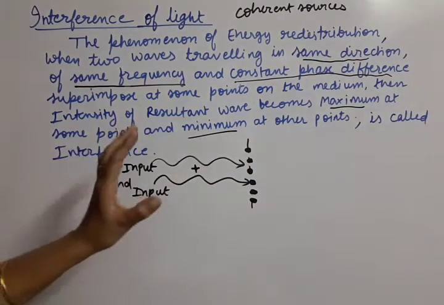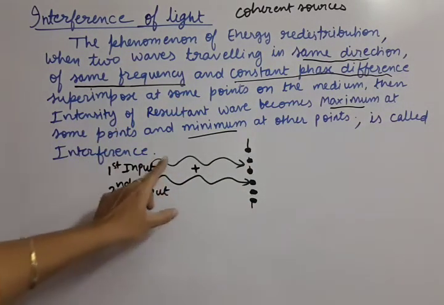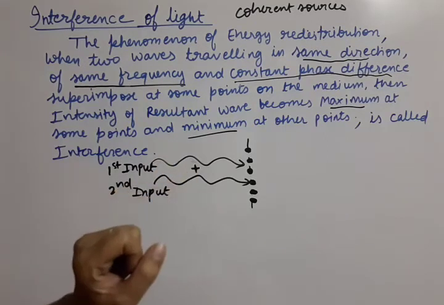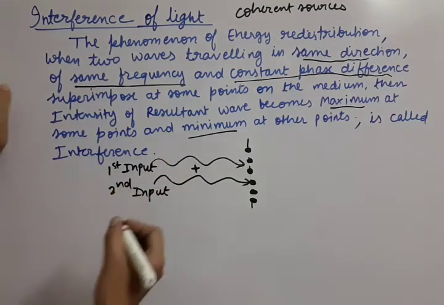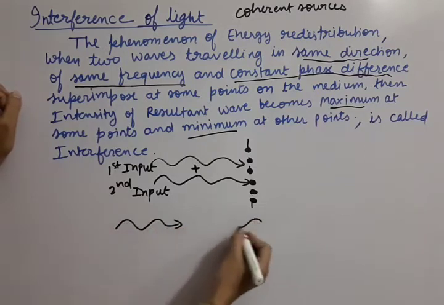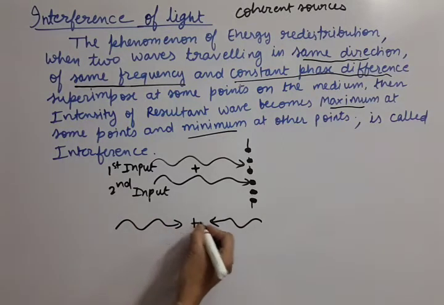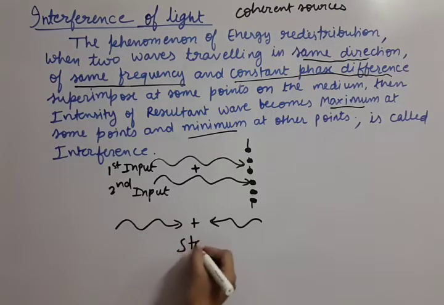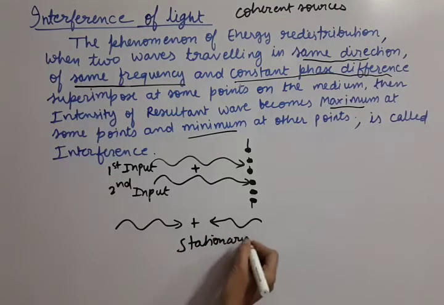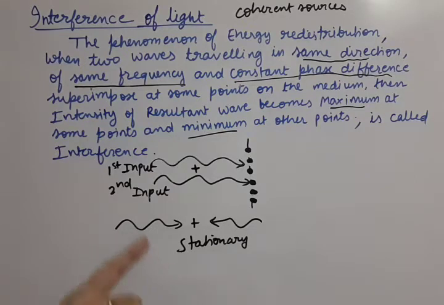Okay, so now you can notice here one thing, that the two waves are traveling in the same direction. So if the two waves are traveling in the opposite direction, this we have already studied, that if the two waves traveling in the opposite direction superimpose, then what is the resultant wave produced? That we call stationary wave. This we have already discussed in class 11th. Okay, so which type of wave will be generated as an output wave? That depends upon the initial conditions of the two input waves.